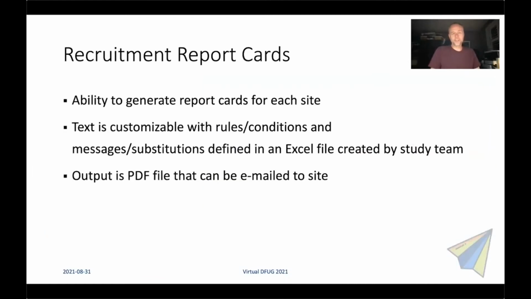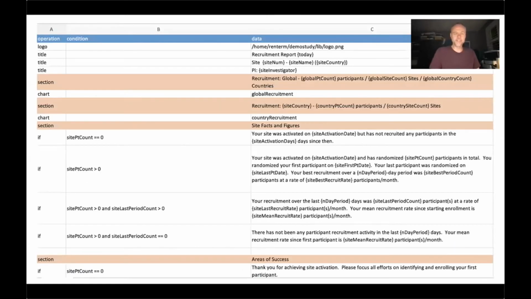The recruitment report can also generate report cards that you can send off to the sites. And sites are sometimes competitive with each other and they want to be the best. So this gives them an idea of how well they're doing compared to other sites. It works by having an Excel file that the study team creates that has a set of rules and conditions in it, and that define the messages and substitutions that get put out in the report card. Each site gets a PDF file, and then you can also use this mail merge type idea to send those out if you wish.